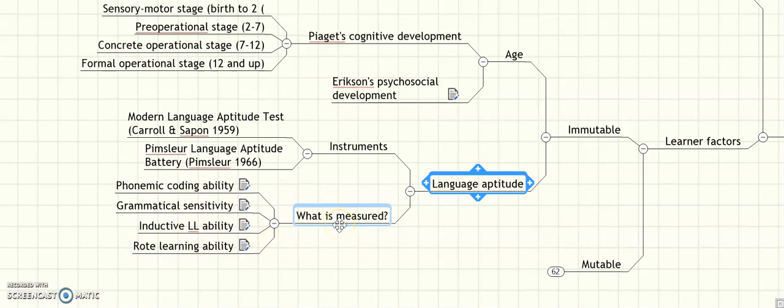But what is measured in language aptitude? We measure the phonemic coding ability, and then grammatical sensitivity, inductive language learning ability, and also rote learning ability. Please again browse the internet for instruments to assess language aptitude.